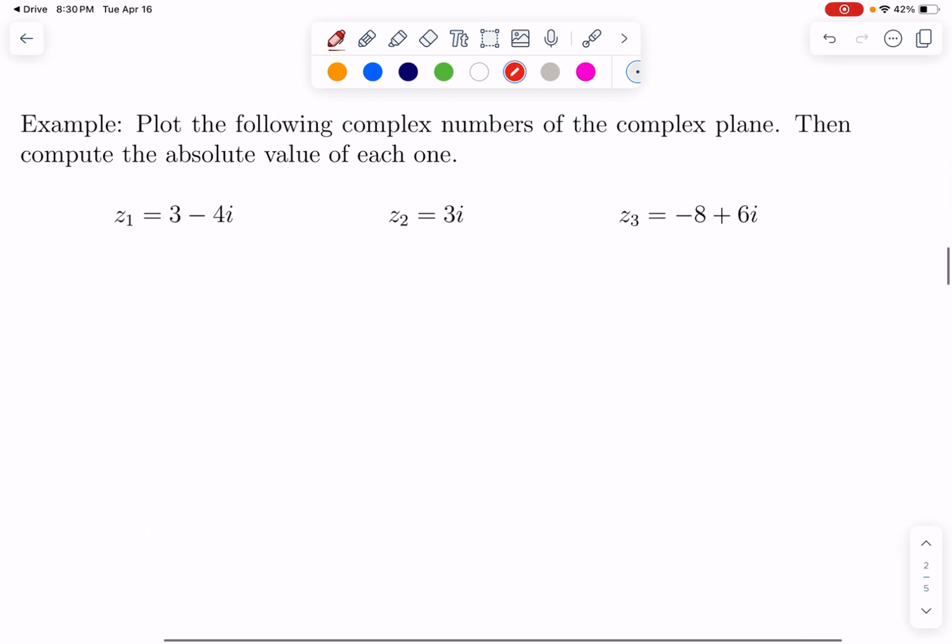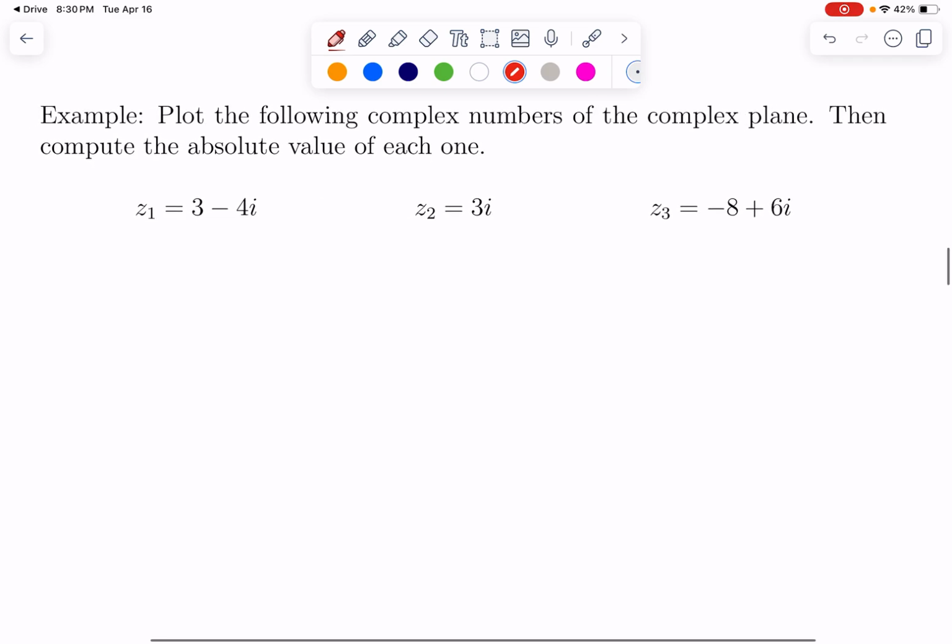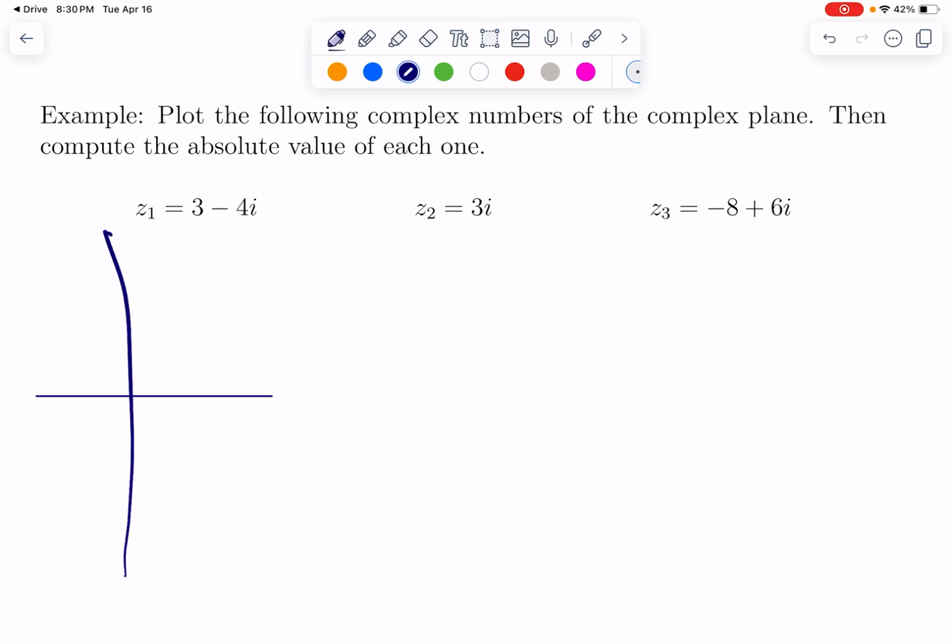Okay, so I'm going to do this one. So how could we plot 3 minus 4i? We would imagine going 1, 2, 3 units in the horizontal real direction and 1, 2, 3, 4 units in the imaginary vertical direction. And it would be this point here. Right? It's basically like plotting 3 comma negative 4.